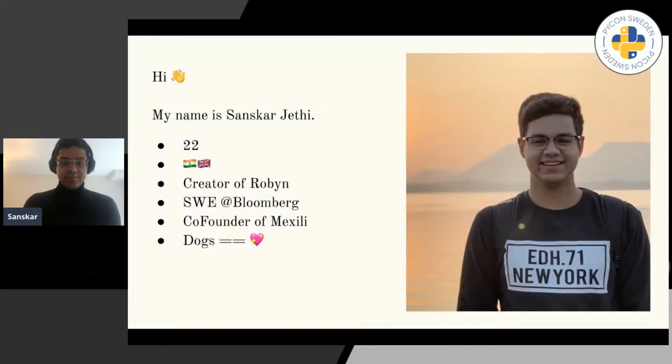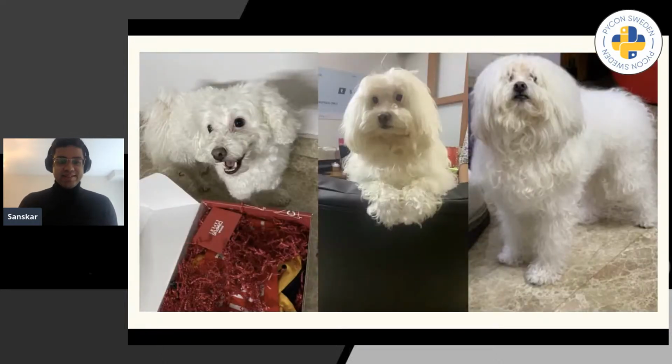Before we begin, a brief about me. My name is Sanskar. I work as a software engineer at Bloomberg. I just turned 22, and I'm an Indian who just moved to the UK. Apart from that, I run an open source organization called Mexili. And after having a deep passion towards software engineering, I have a very big affection towards dogs. I can scroll dog photos throughout the day without any remorse at all. So before we begin our presentation, here are a few pictures of my dog to bless this presentation.